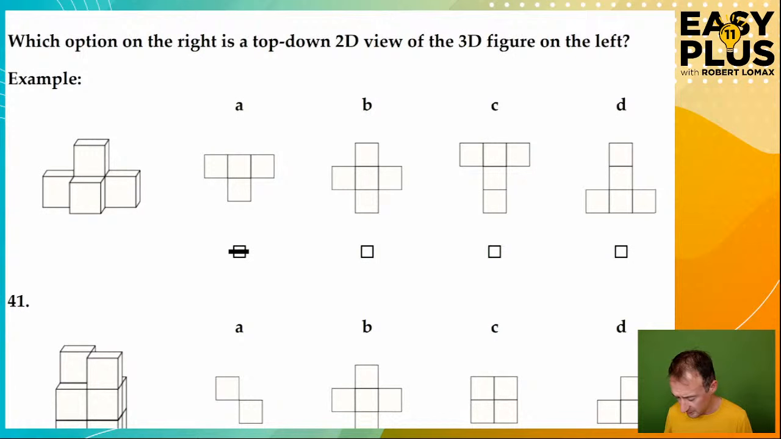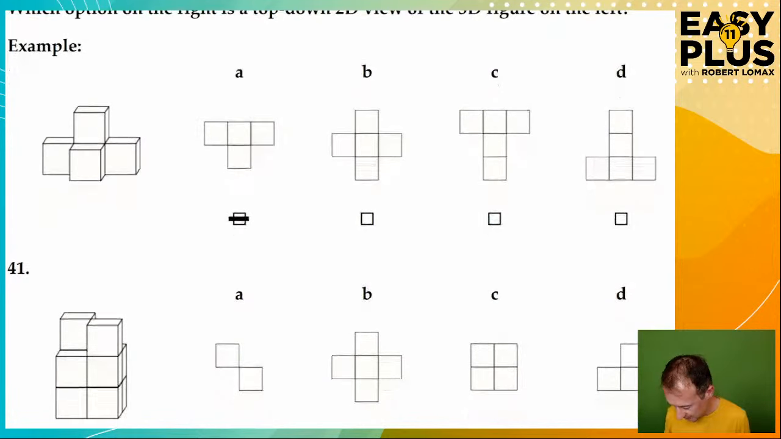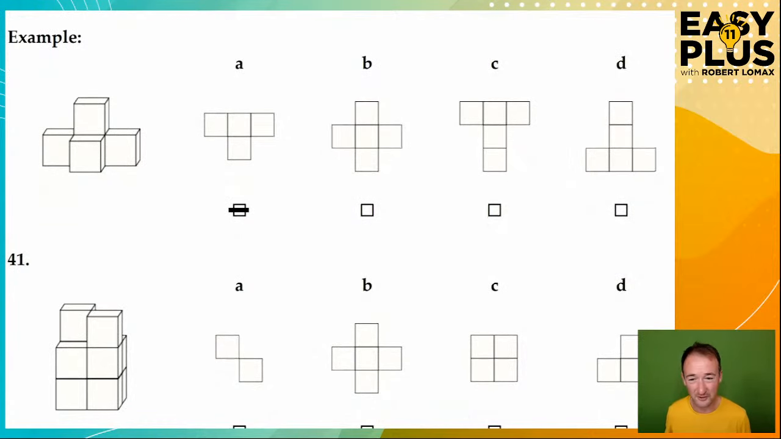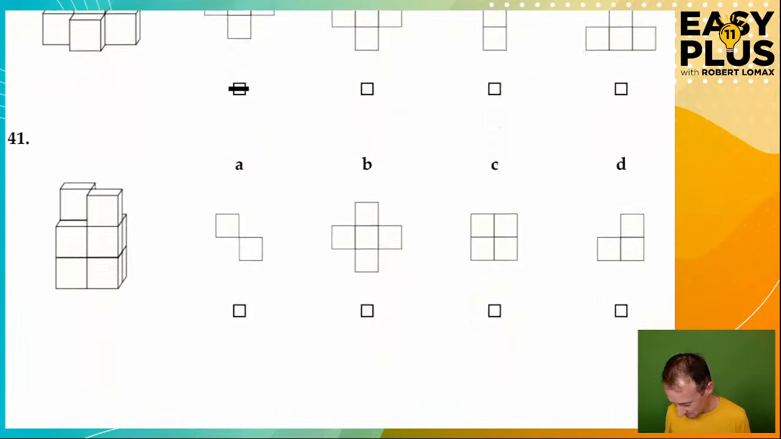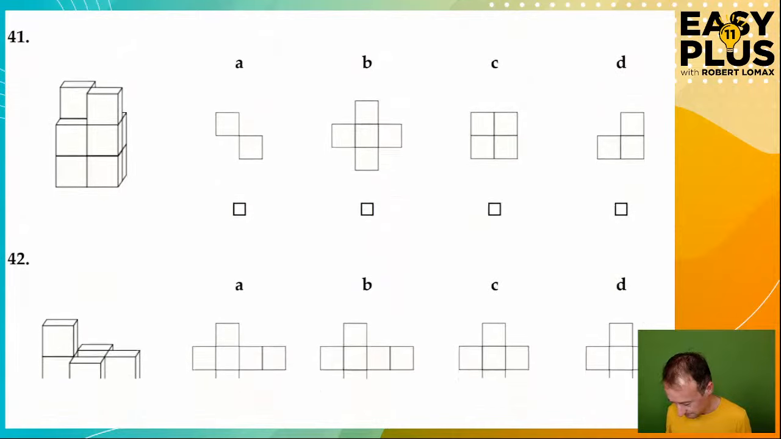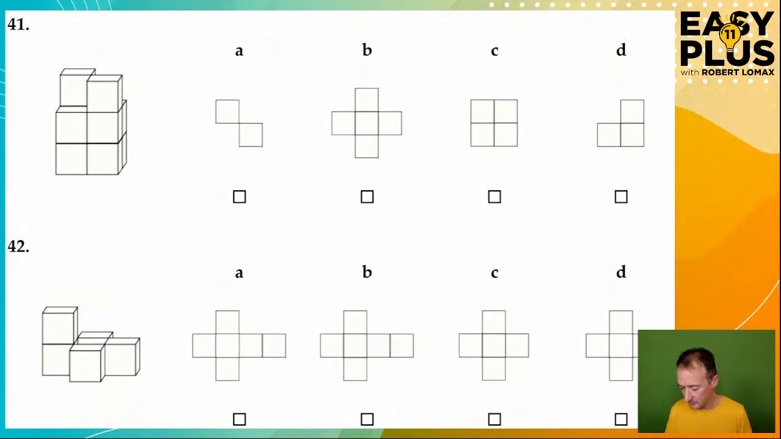Which option on the right is a top-down 2D view, two-dimensional view, of the three-dimensional figure on the left. Okay, you know what 2D and 3D are well enough to get on with this, I think. More detailed conversations for another lesson. Right. So these involve being quite flexible with your perspective, but actually you can just be very systematic.